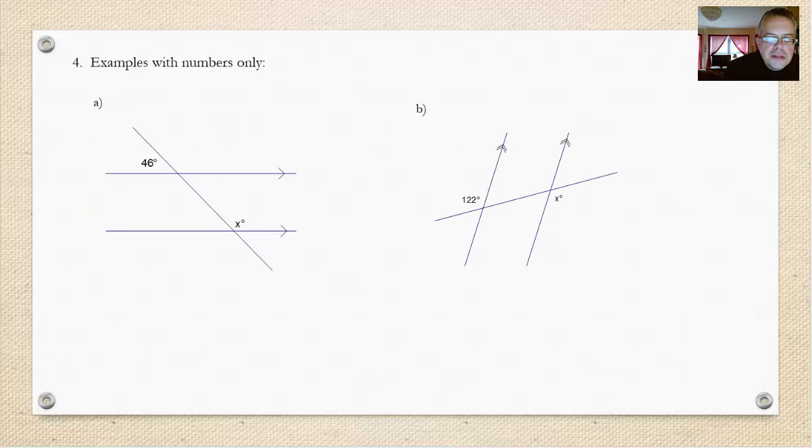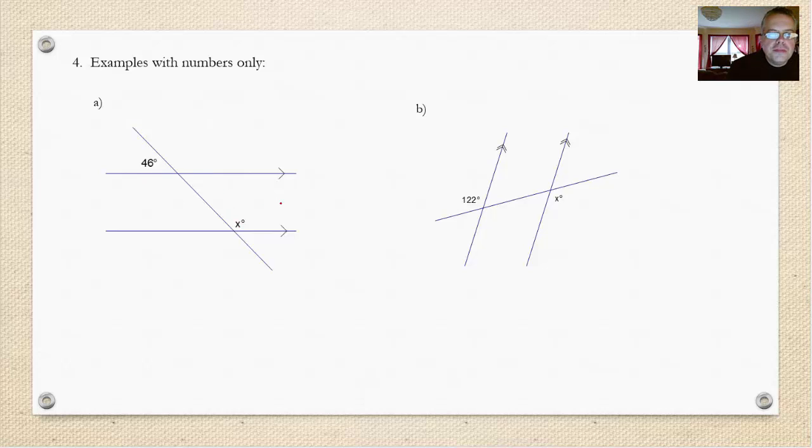All right, let's take a look at a couple of examples. And give me a second. My pen is long gone here, so let me see what happened to my pen. Okay, it's back.